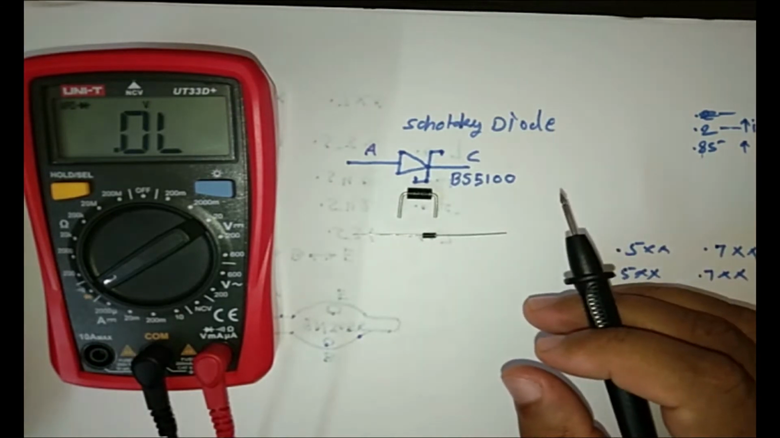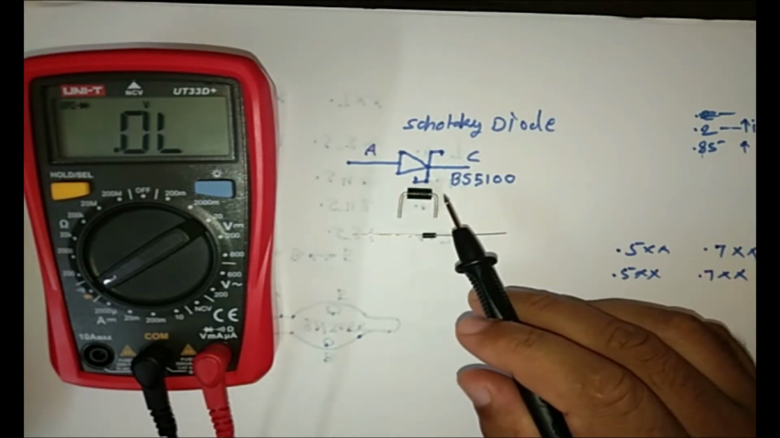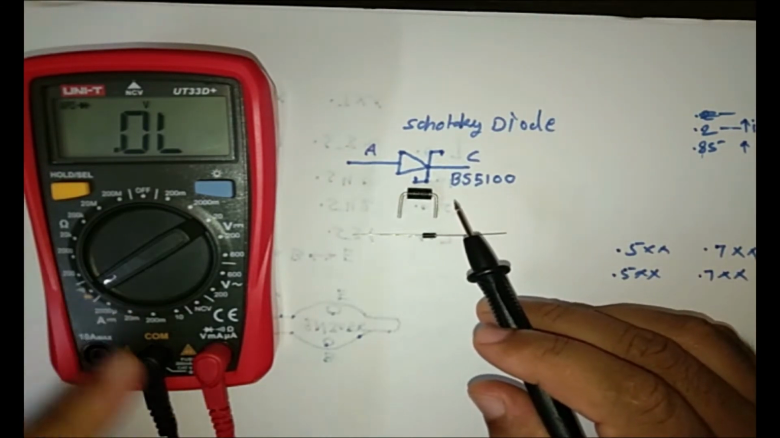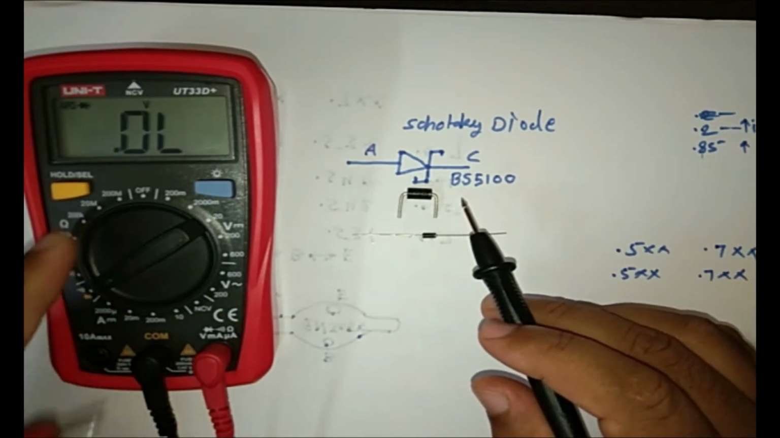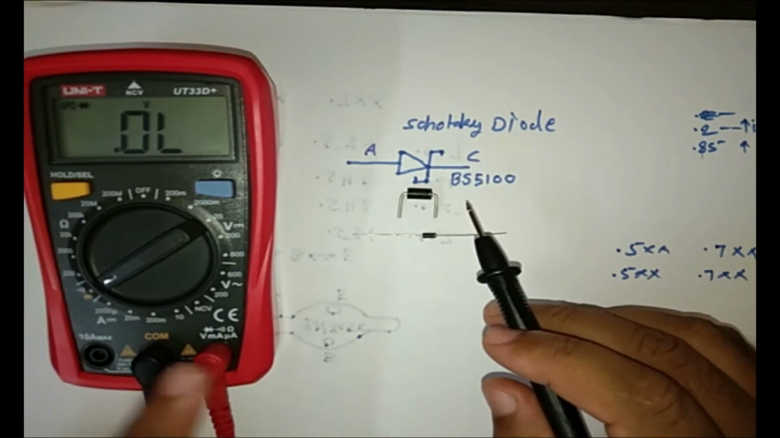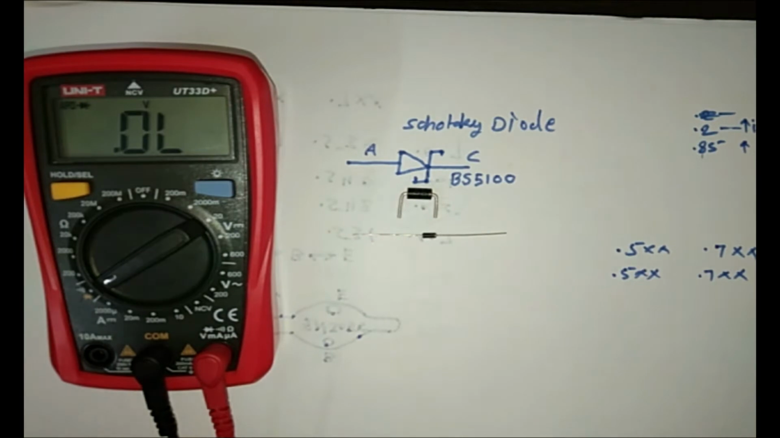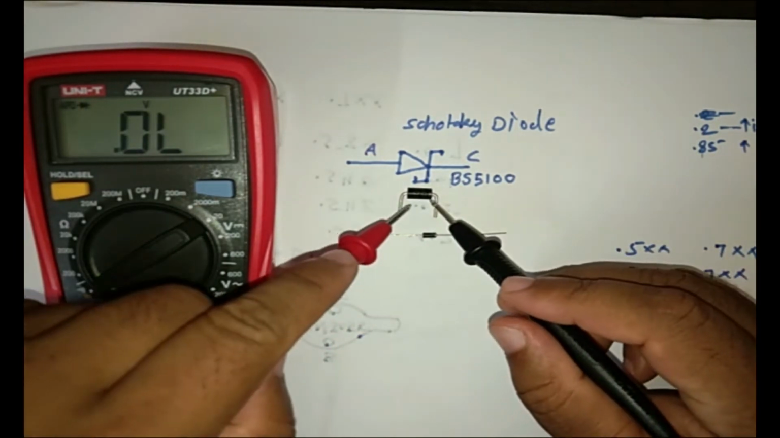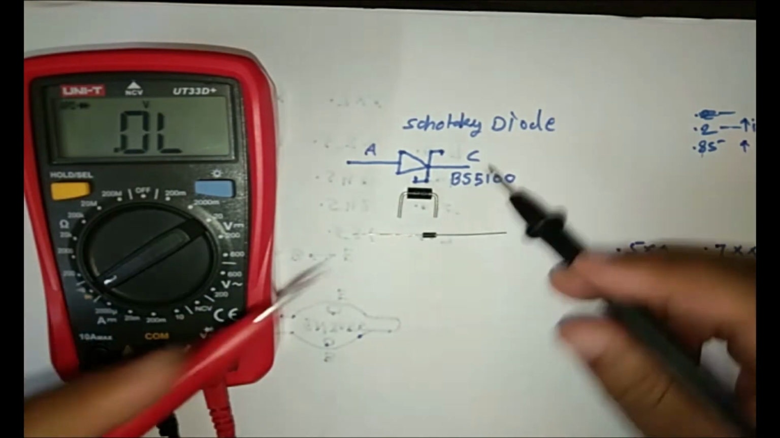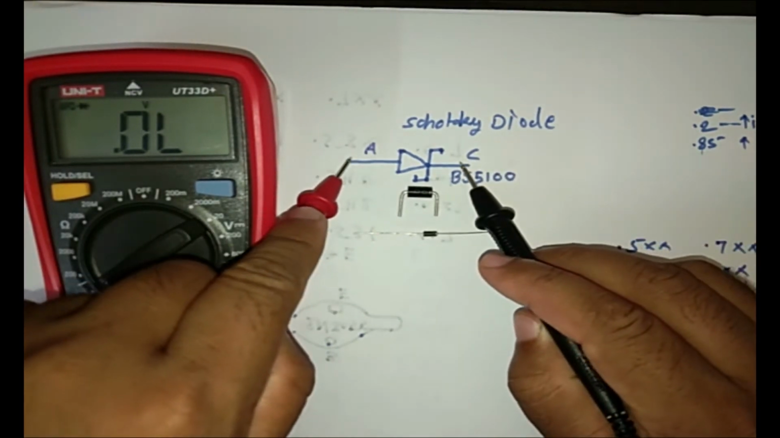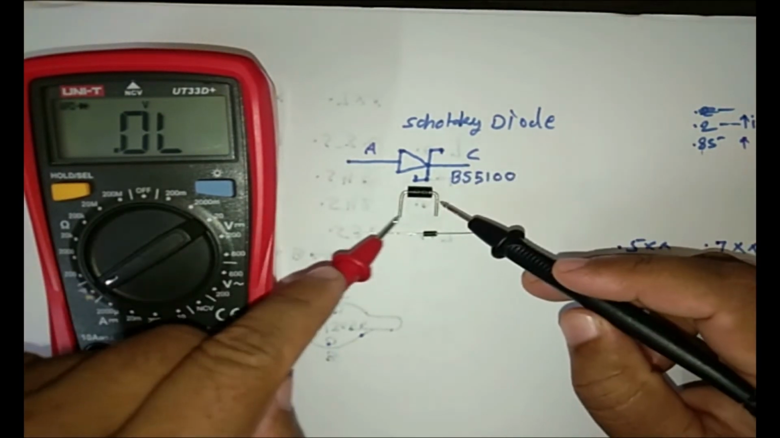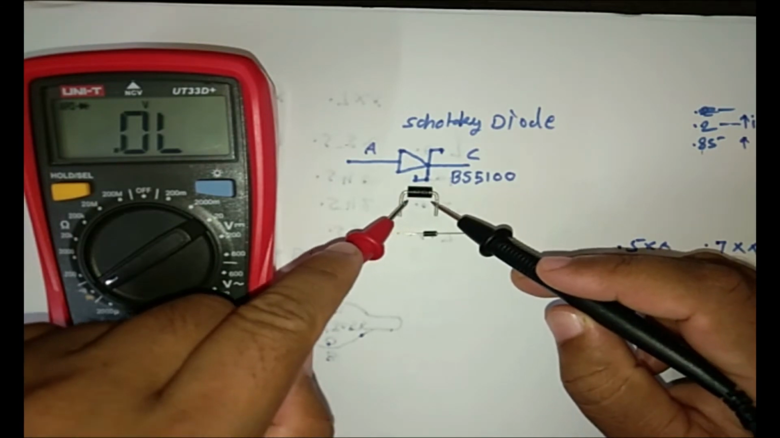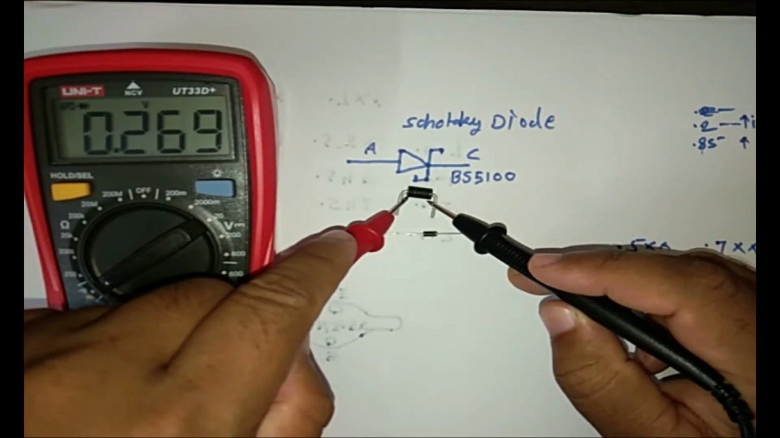So how do we measure the diode condition? We put the multimeter in the diode range and the leads in this range. Now we will check. Put the red lead at the anode and the black lead at the cathode, like this. It should show some value like this, 0.269.